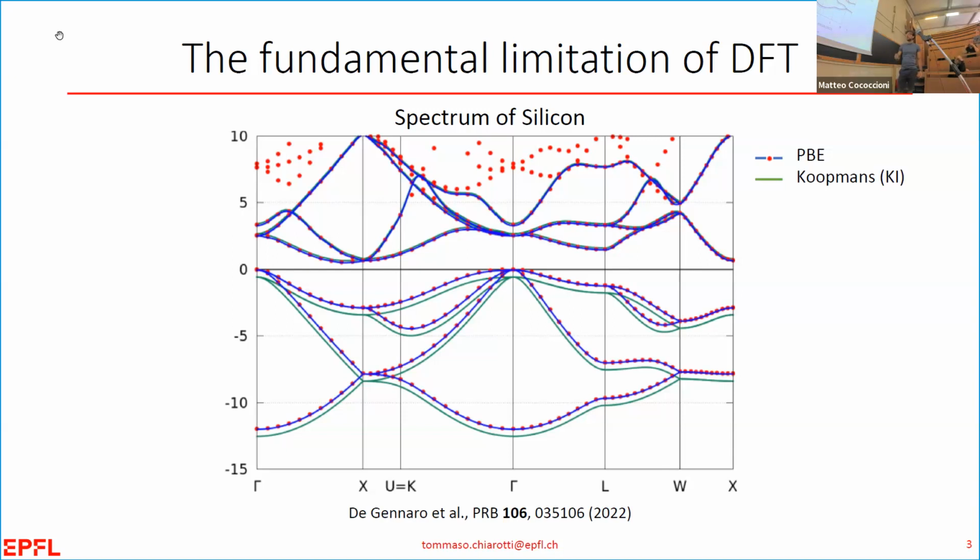In green, we have a corrective approach to density functional theory that will be presented tomorrow. You can believe that the green line is the correct result for the quasi-particle description of this semiconductor. Instead, the Kohn-Sham spectrum, as you can see, is way off.